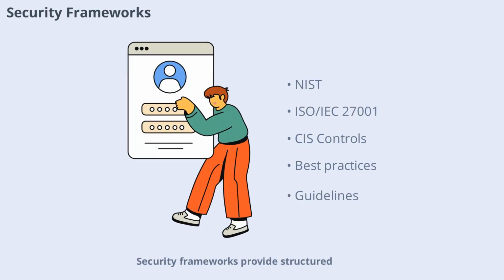Security frameworks provide structured approaches to managing information security. Popular frameworks include NIST, ISO/IEC 27001, and CIS controls. These frameworks offer best practices, guidelines, and checklists to help organizations build robust security programs.